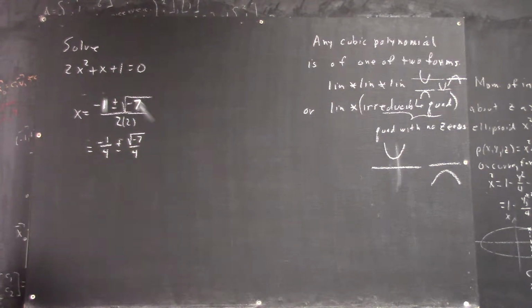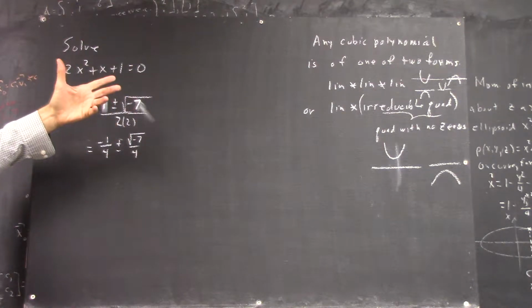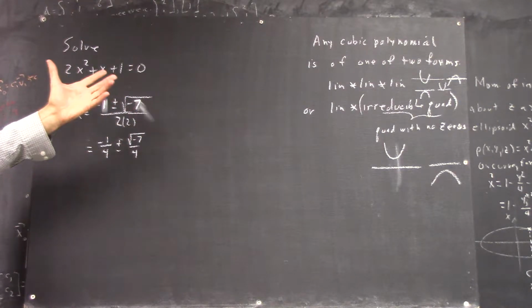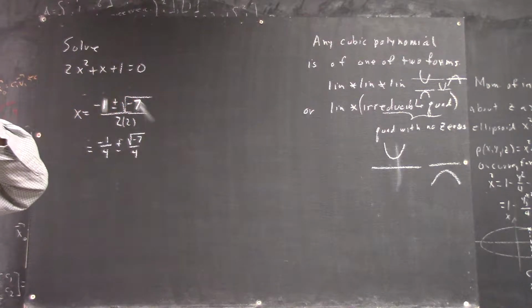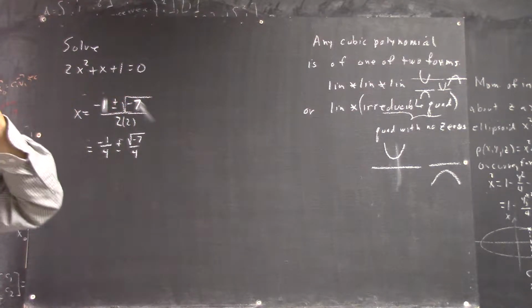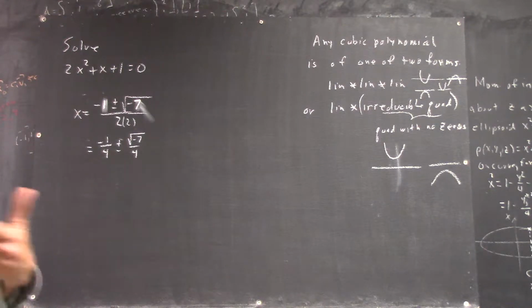Okay, so what's the square root of -7? You can't have a square root, right? Oh, you can, but not with the real numbers. It's imaginary, is that what you're saying? Yeah, you get an imaginary number, right?